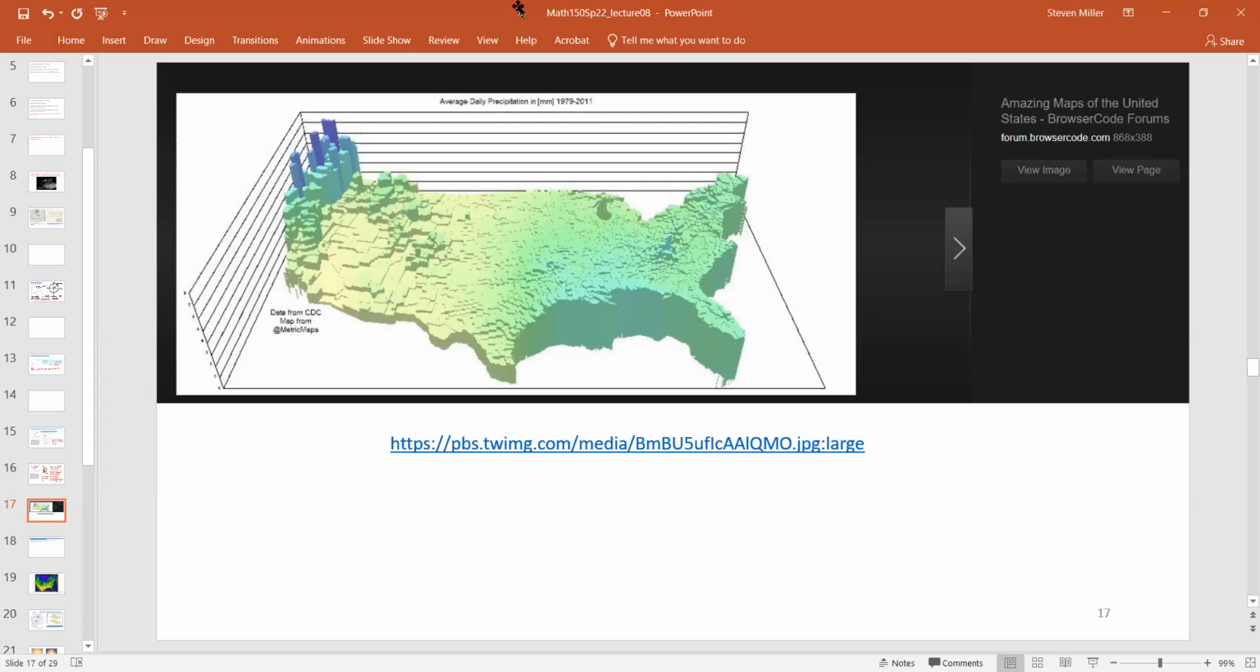Here's a really nice one. This is a map of average daily precipitation in the United States. And so basically how high up you are is a function of how much rain you're getting. Does this look reasonable to you? Okay, there should be certain areas of the country that you quickly check. What's one area that you quickly check?